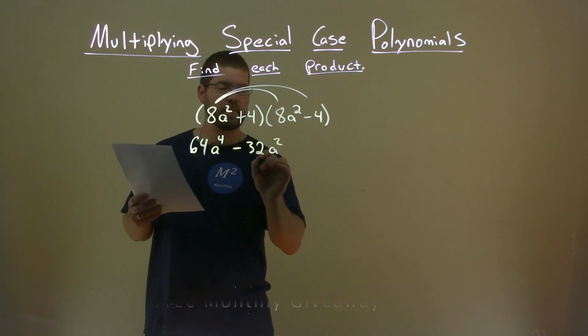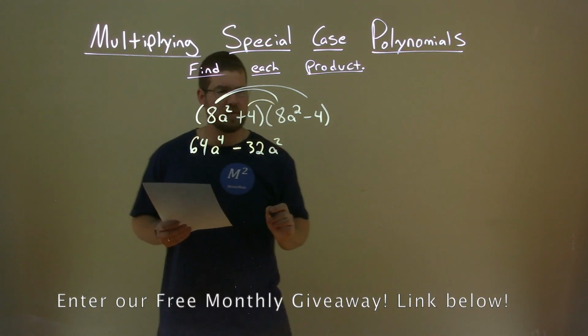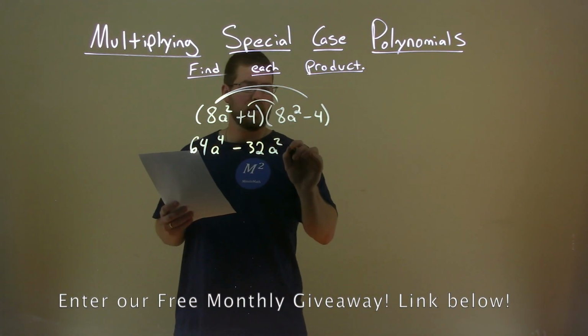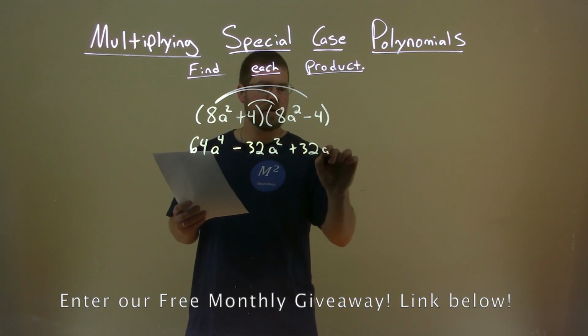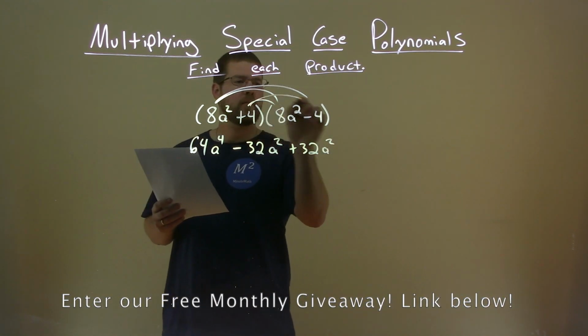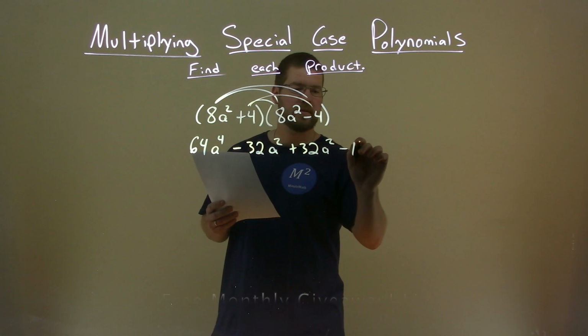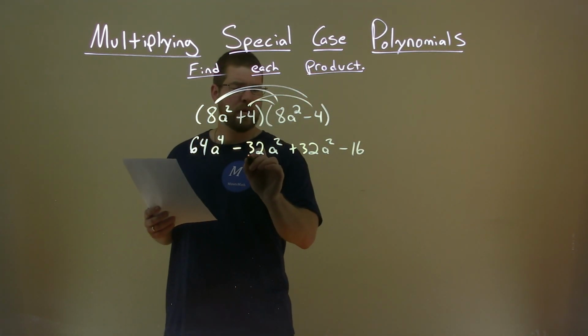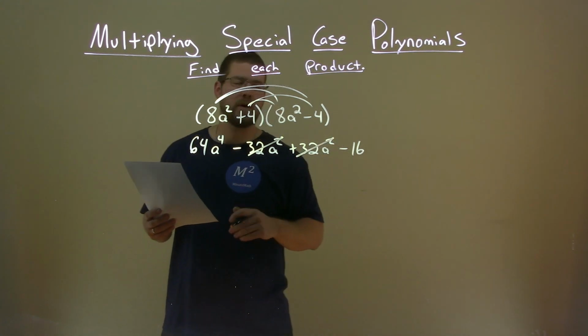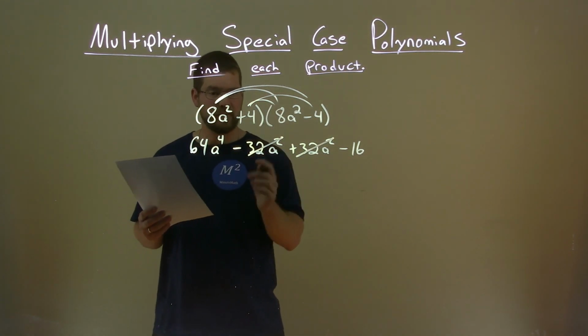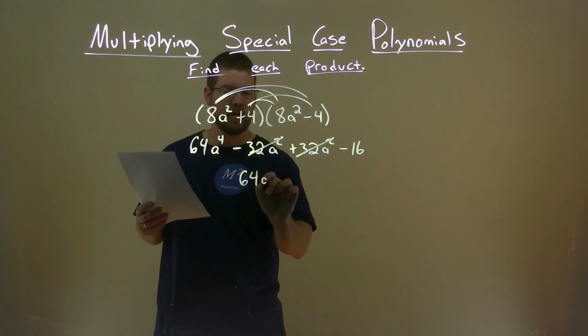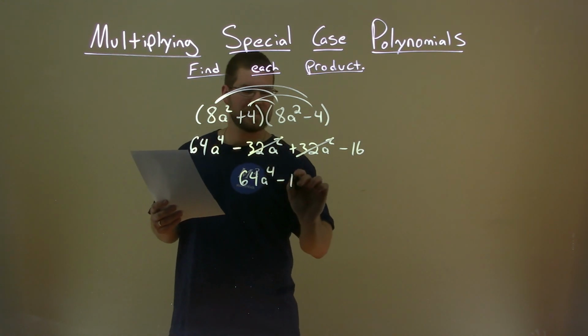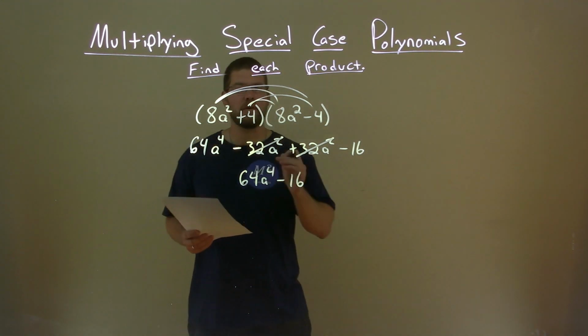Now 4 times a positive 8a squared is a positive 32a squared. And then 4 times a minus 4 is a minus 16. Special case comes in here. Minus 32a squared and positive 32a squared cancel out, leaving us with a 64a to the 4th power minus 16, and that is our final answer.